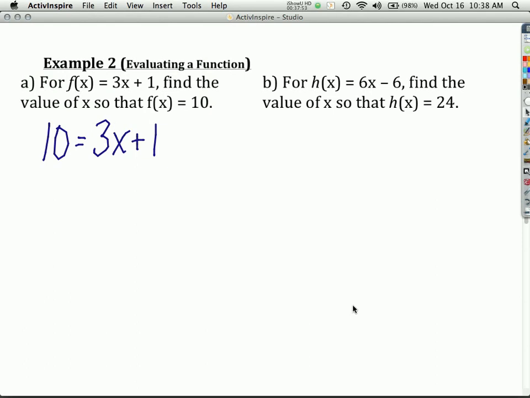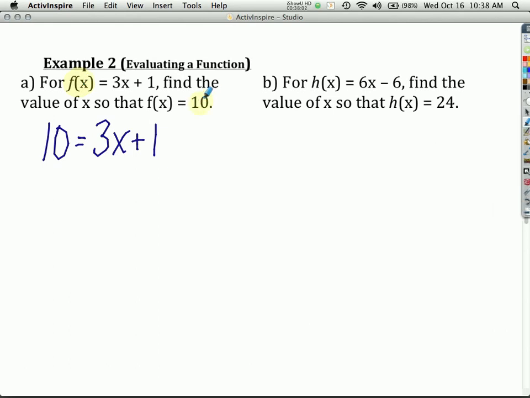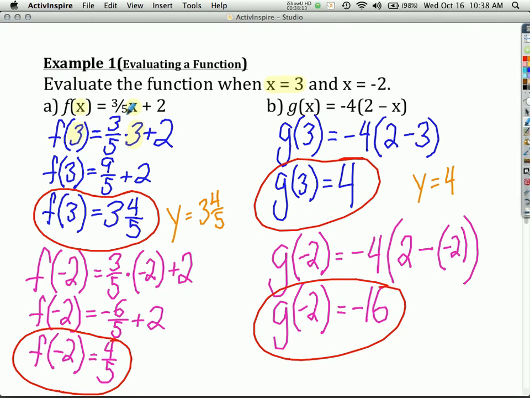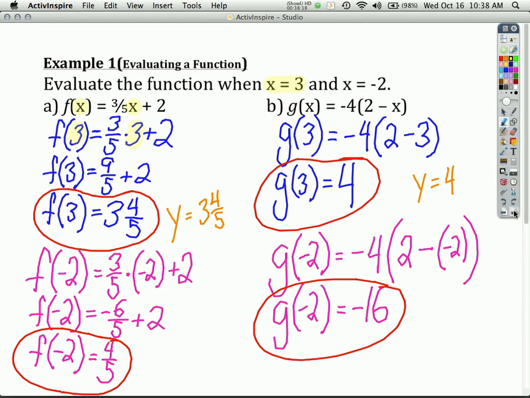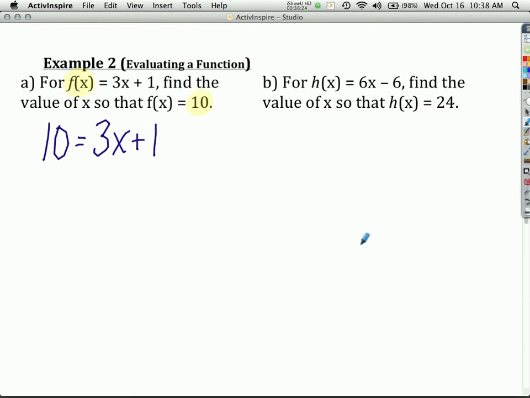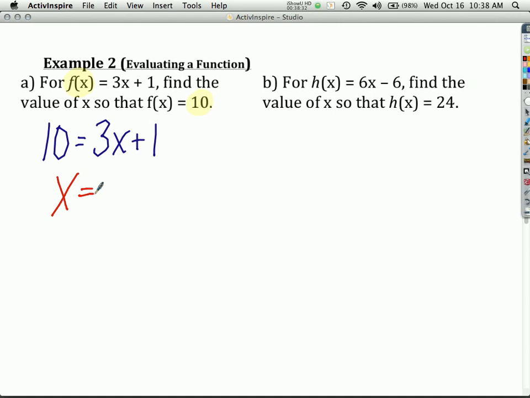So that very confusing statement means take this whole thing and replace it with the 10. That's different than what we did here, where I replaced just the x with the number that I was given for x. I just replaced the x here. Now we're replacing this entire notation, f of x, with a 10. So we don't even need to use our solving skills. We can just do this mentally. What does x equal in this case? Anissa? 3.